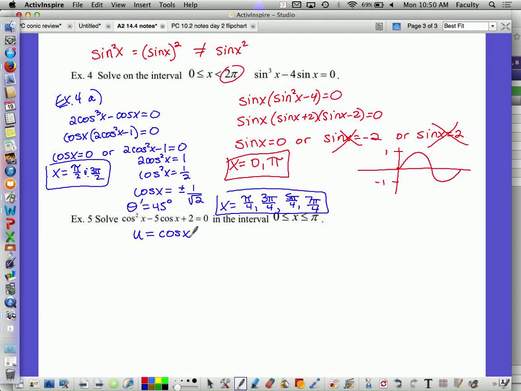I'm going to let U equal cosine x, and then I'm going to rewrite it. So it would be U squared minus 5U plus 2 equals 0. So this is our quadratic formula. But you guys, this is really, really important, and I don't want you to think that I'm nitpicking because that is so far from the truth.